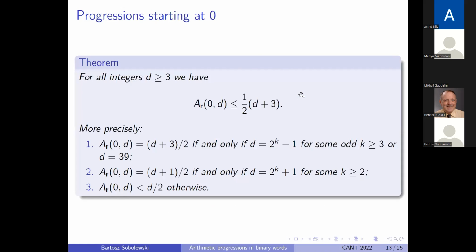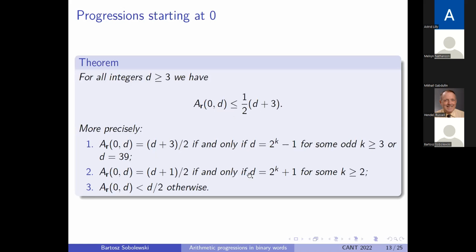And this is the first result that I managed to obtain for the Rudin-Shapiro sequence. So this is an analog of the result for the Thue-Morse sequence by Morgenbesser, Khalid, and Stoll. So here I focus again on progressions starting at 0. And it turns out that the maximal length of such a progression of difference d can be bounded from above by 1/2 of d plus 3. And in particular, there exists an infinite family of d such that this becomes an equality.